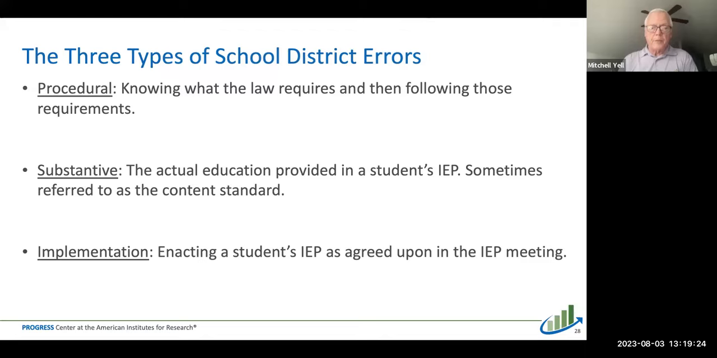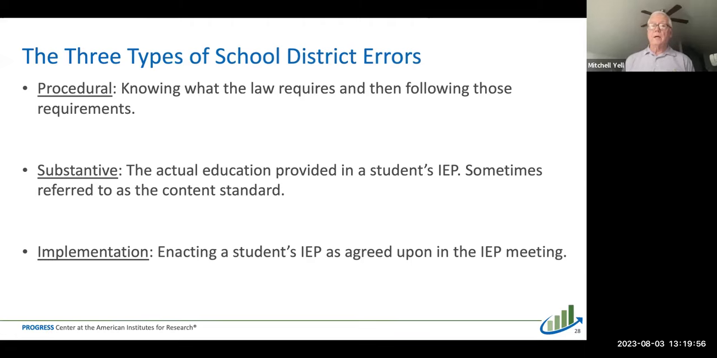The second type of school district error is called a substantive error. And what that refers to, as Julie Weatherly would say, is an error made in the content of the IEP. For some reason, there's something wrong with the IEP that's developed, and it just doesn't provide an education that enables a student to make progress. So that's the substantive part.